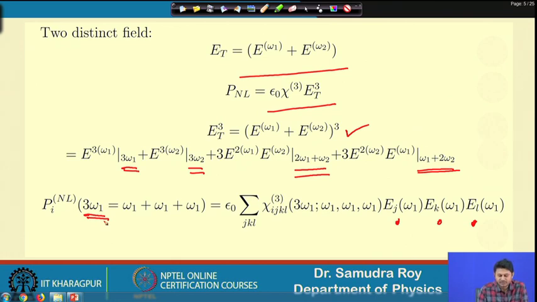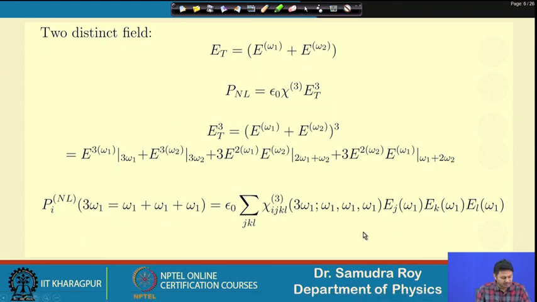So, how can we find the 3 omega 1 frequency? By adding omega 1 and omega 1. So, when I add 3 omega 1 together, then only I can have 3 omega 1 frequency. So, this we can only have when we have multiplication of these first 3 things. These 3 fields have to be the same field because they have the same frequency components, and we have a degeneracy factor here, and this degeneracy factor has to have value 1 because they are all the same.